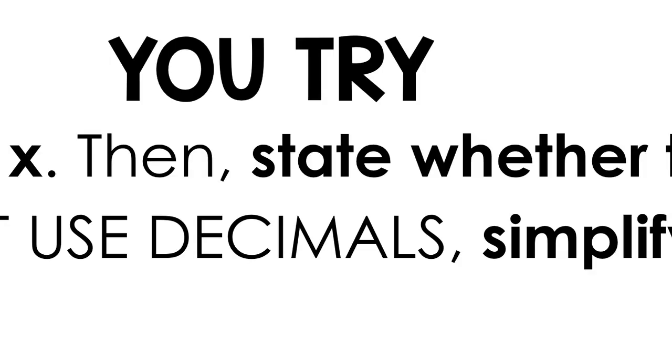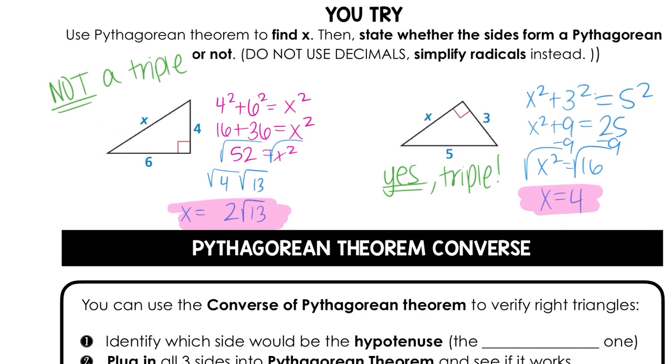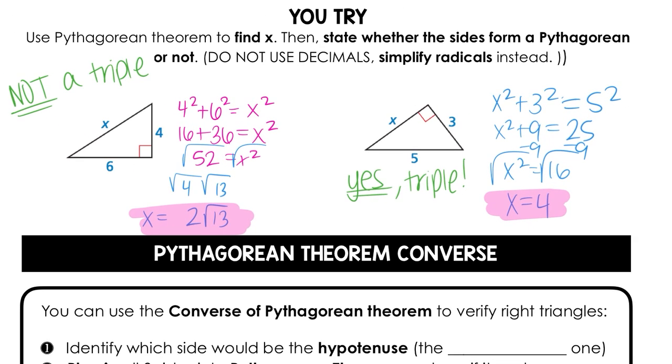Okay, so I'm going to go ahead and show the answer to both of those now. So here's what you should be getting for those. So for the first one, once you solved for Pythagorean theorem, you ended up with the square root of 52, and that breaks down into 4 times 13. So it would be 2 square root 13. And because we ended up with a non-perfect square, that means that this is not a Pythagorean triple.